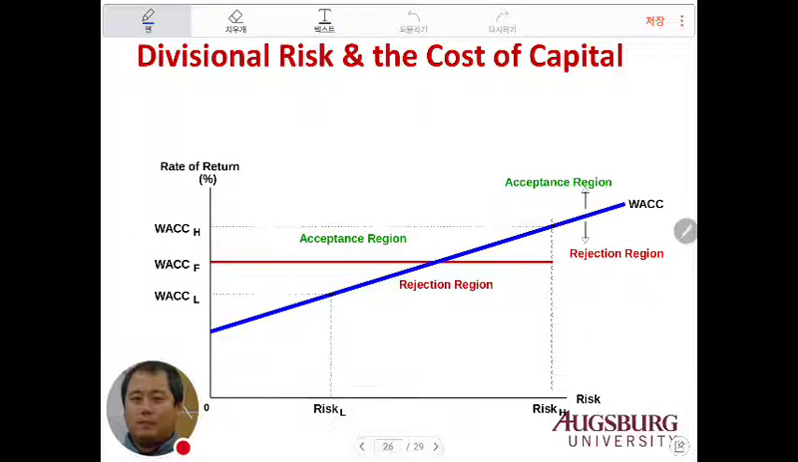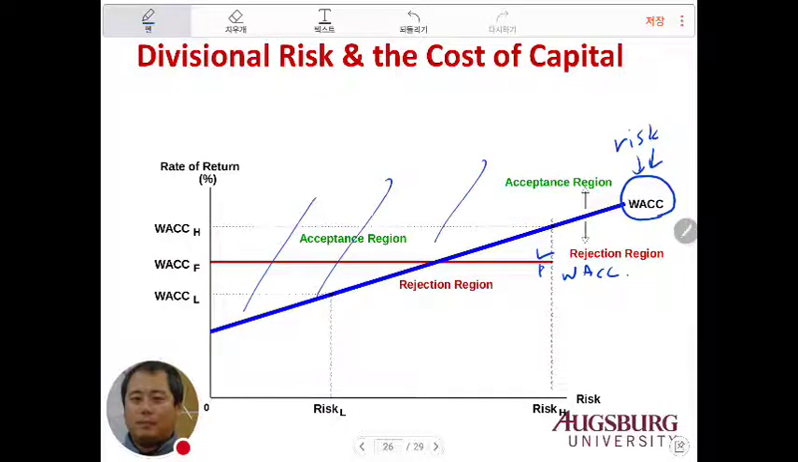So now this is the graphical representation. Now the red line is just WACC. So using WACC. Now if you use the risk-adjusted WACC, then the acceptance region is here and the rejection region is there. It's changing.